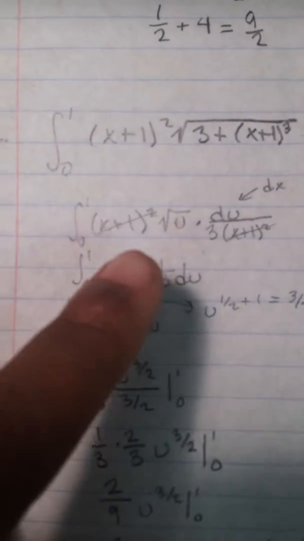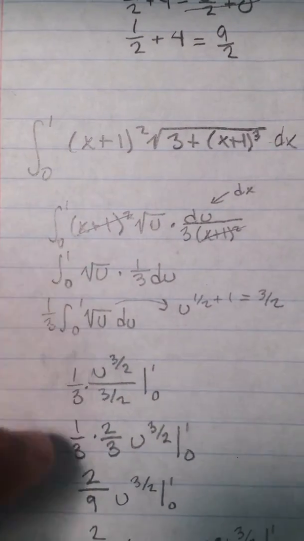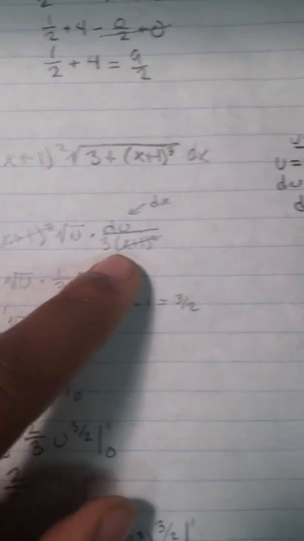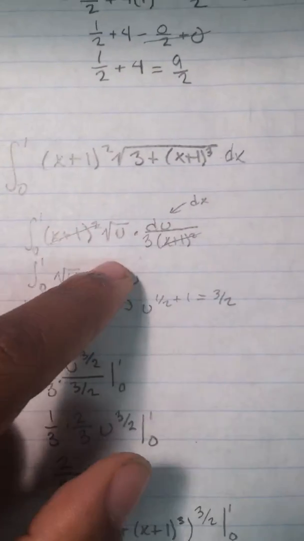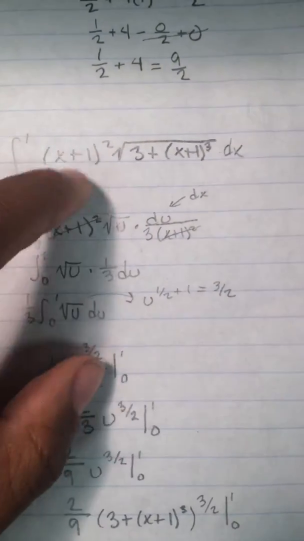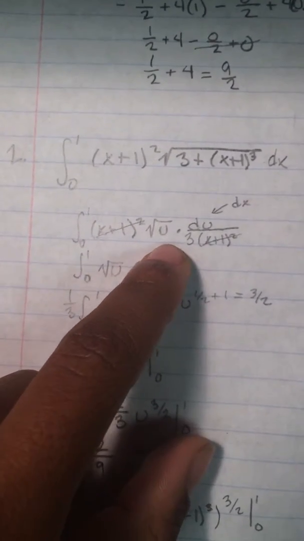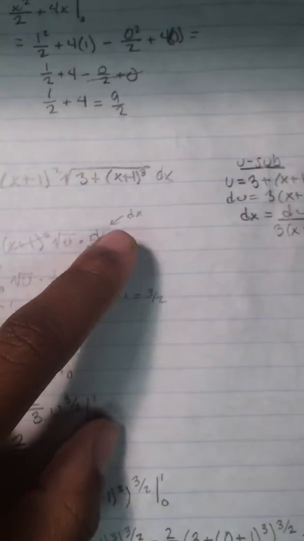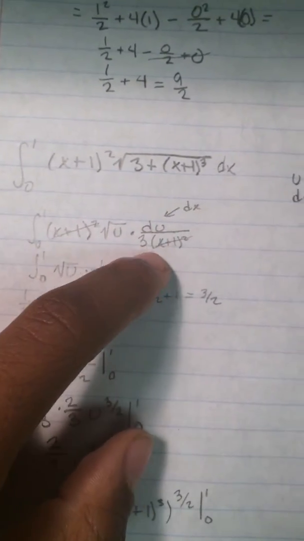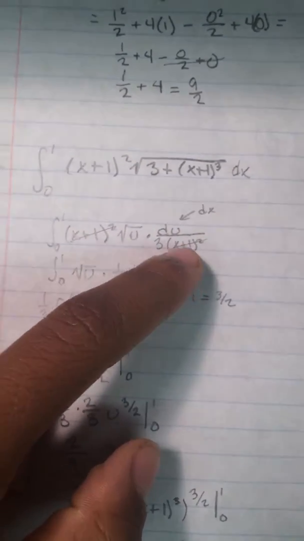So I brought that over here with my u substitution, and I am bringing down my integral. When you do u substitution, you bring that back in and you have the square root of u times du, and then you just bring this down from the original problem given. And this is dx, so you're multiplying by dx, and when you substitute that, that is du over 3 times (x plus 1) squared.